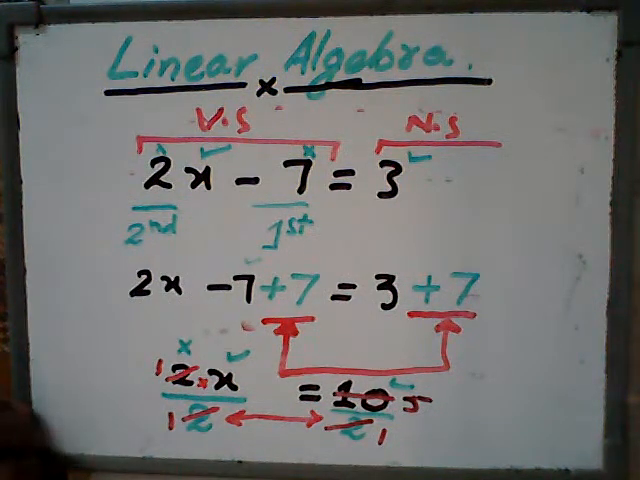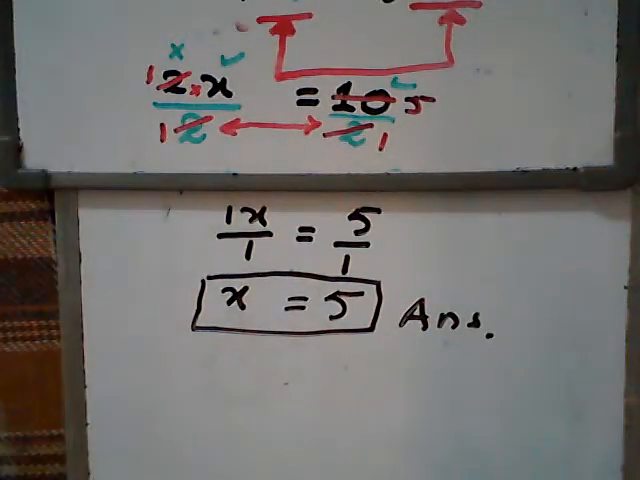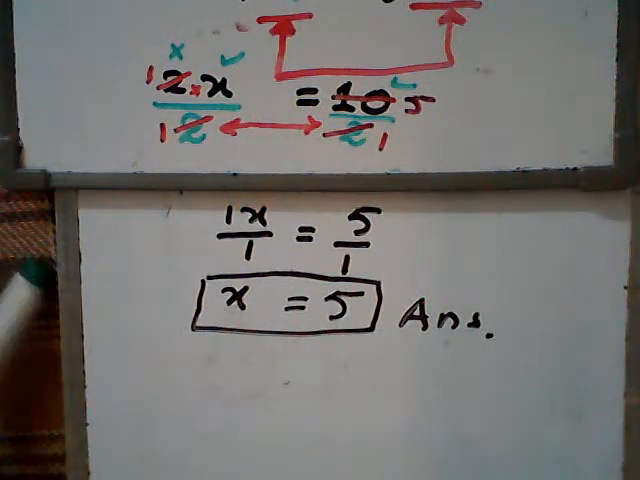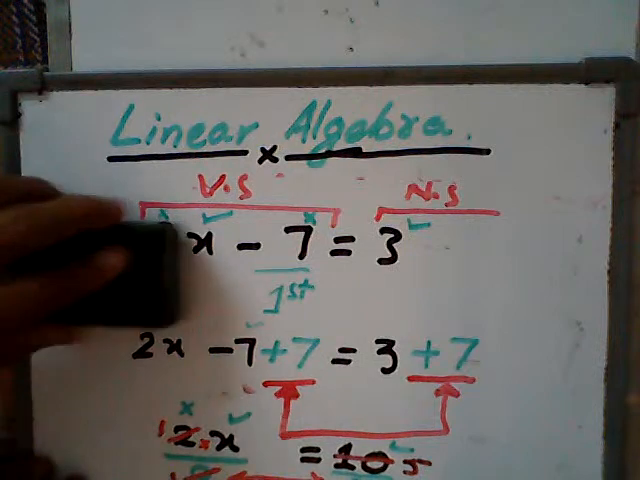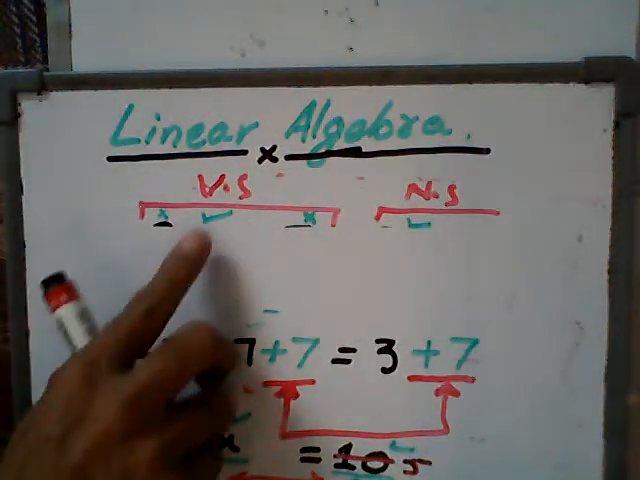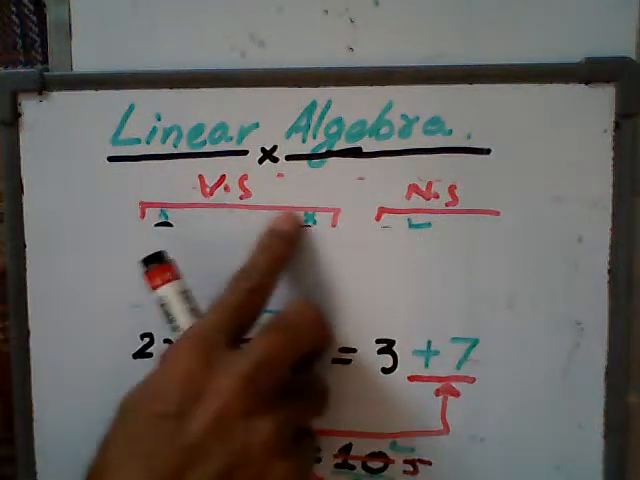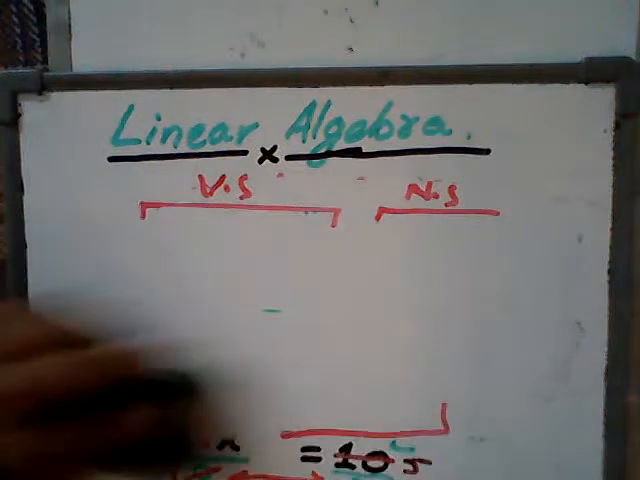Now come to the next question. We have got to know this is the answer. Now we'll go to the next question. The next question is about the same thing, but there is a little bit of difference. The important thing is to keep in mind the variable side and the number side. So we must keep these two things in mind first.